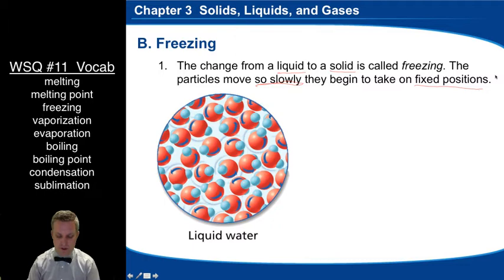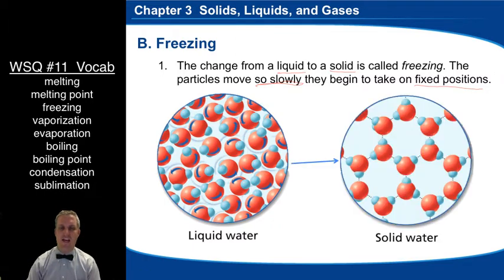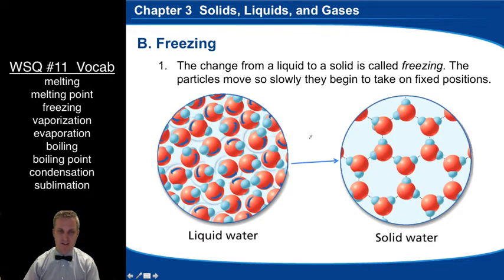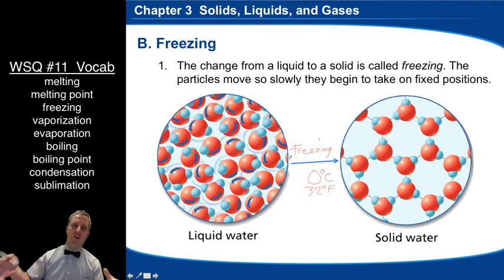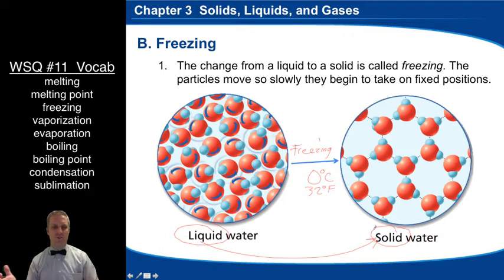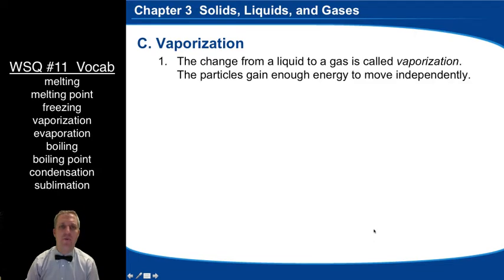In this example, you start with something like liquid water, and as you come to a point known as the freezing point, which in the case of liquid water we know is 0 degrees Celsius or 32 degrees Fahrenheit, the particles are moving so slowly they can't continue to move, and they take on a fixed position. Now they've changed from the state of a liquid to a solid. So it's either the increase in particle speed we saw in melting or the decrease in particle speed, which is called freezing.